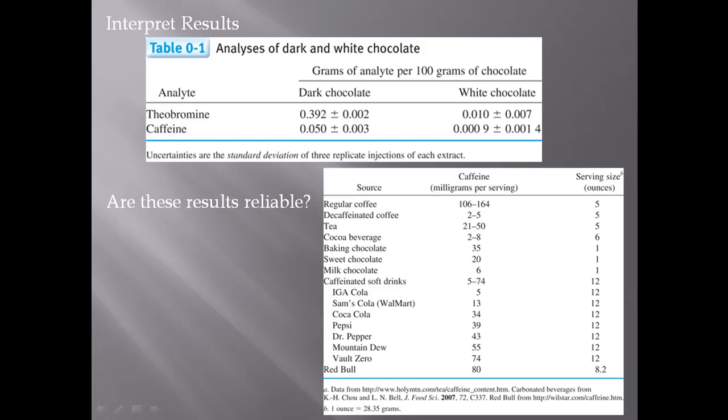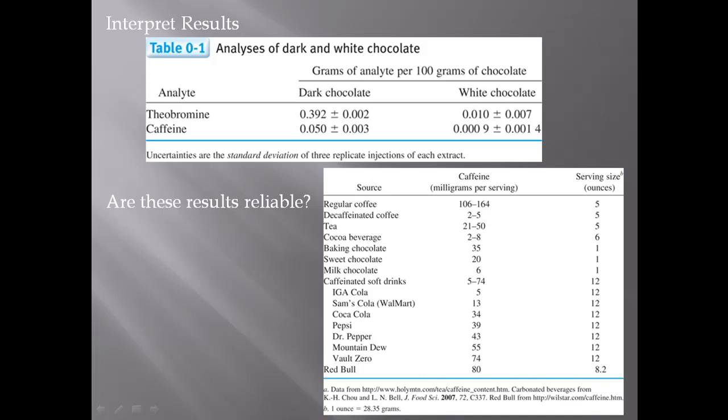For theobromine in the dark chocolate, the standard deviation is less than 1% of the average. So we say that the measurement is actually really good. It's very reproducible. But for the theobromine in the white chocolate, the standard deviation is a lot higher. So the measurement that they took there was not very good, not very reproducible.